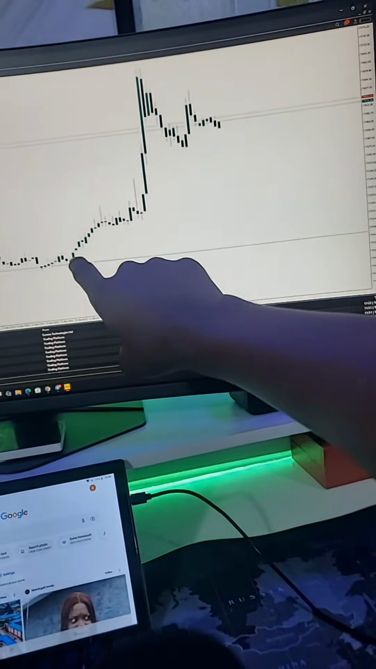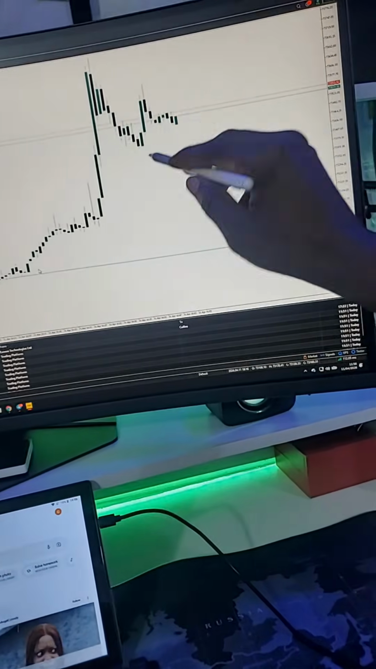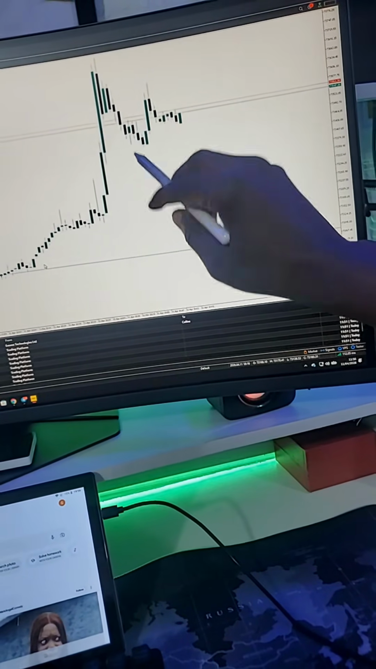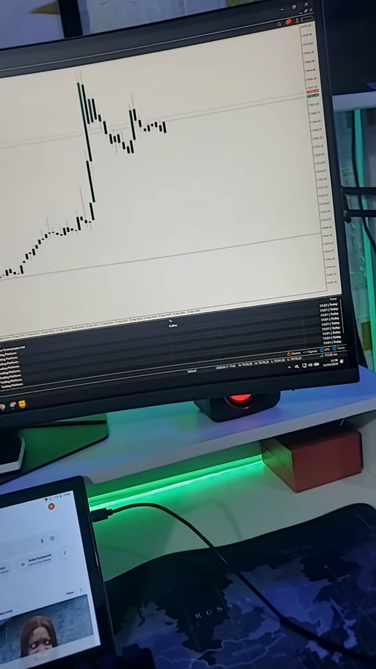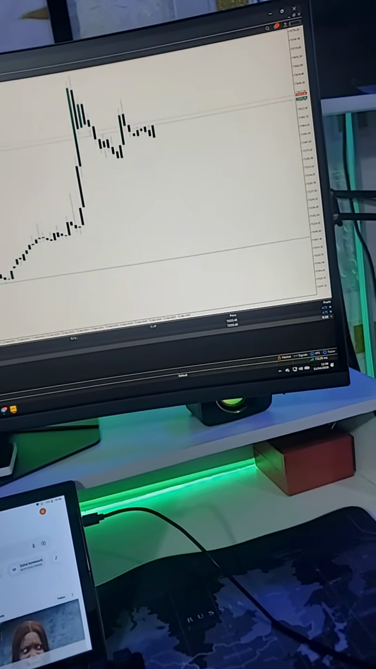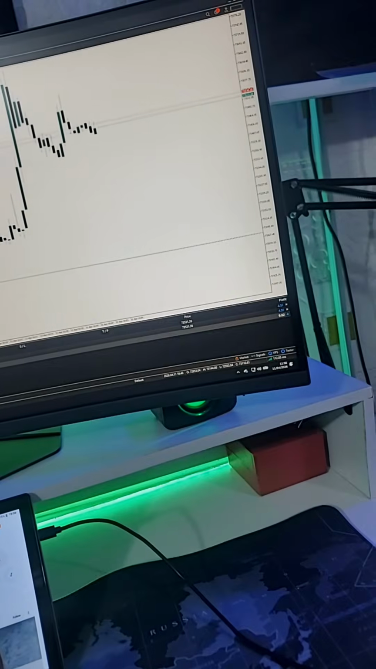I said I would have executed another buy when the market did this particular pullback. This was a very sweet pullback for me. I would have executed another buy trade, but let's just say we've missed out. We are just in one trade now, only one trade with 0.01.